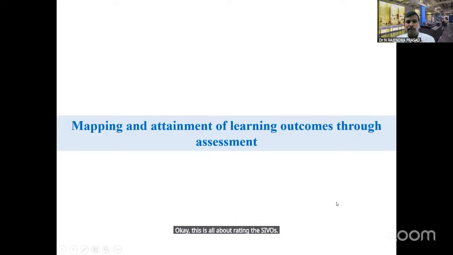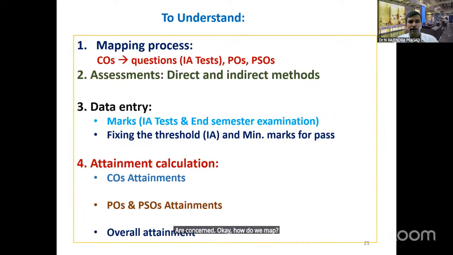Then the next step is mapping. Mapping is very much essential as far as assessment and attainment are concerned. Okay, how do we map? Mapping will be done in 2 ways. There are 2 requirements of mapping. One mapping is between COs and the questions. You conduct the internal assessment tests and end semester examination tests.